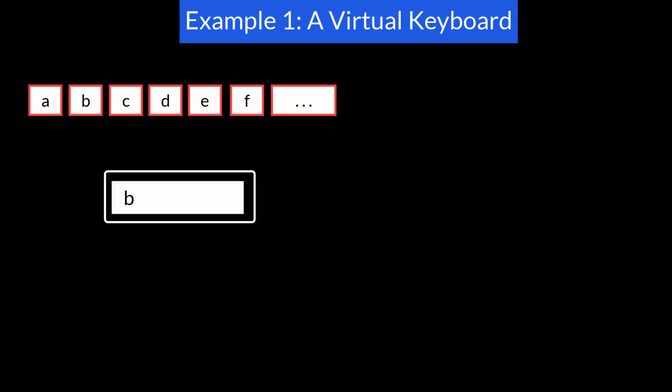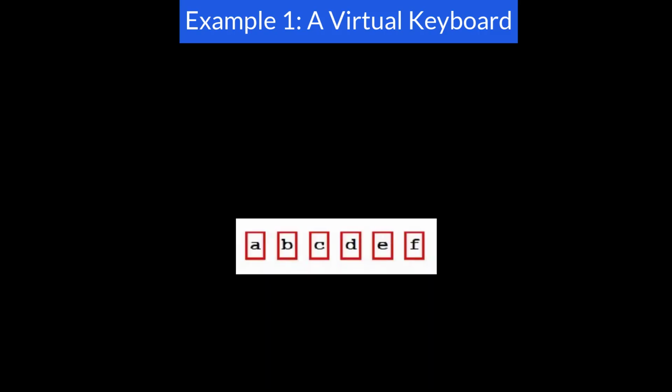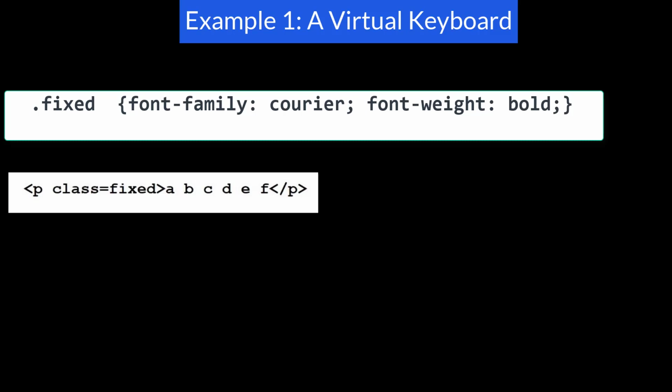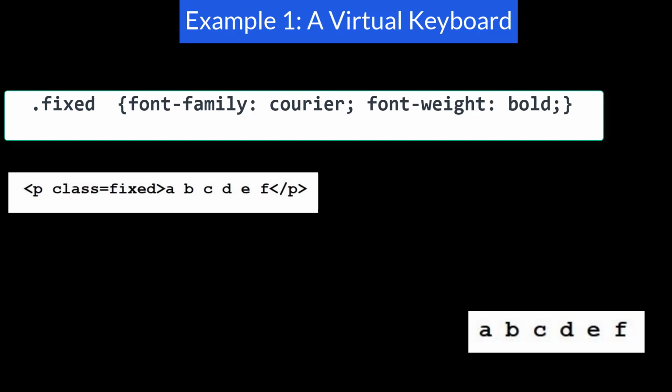To start, how can we represent the input characters? I'm thinking something simple, maybe. So I can tell we want a monospace font and a border around each character. That tells me we should use a style rule like this. Fixed, font family courier, font weight bold. So let's start with a paragraph, class equals fixed, A, B, C, D, E, F, and this displays this way.